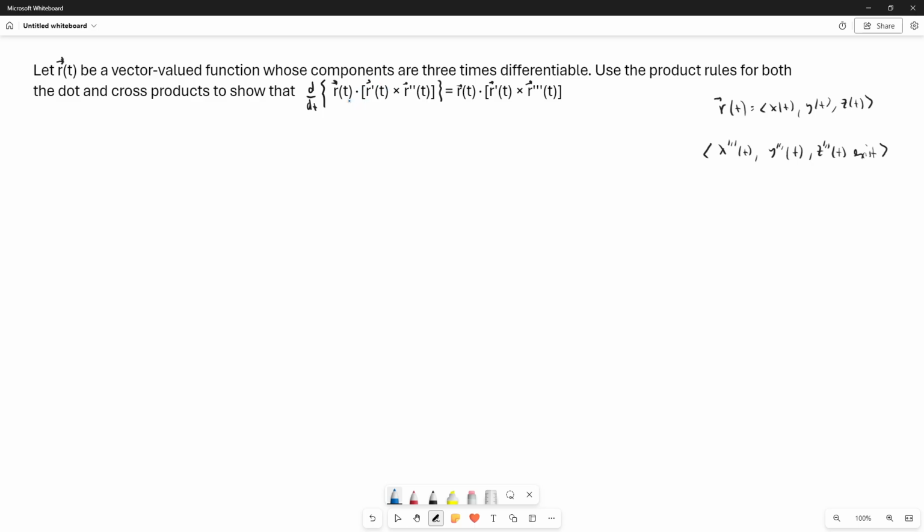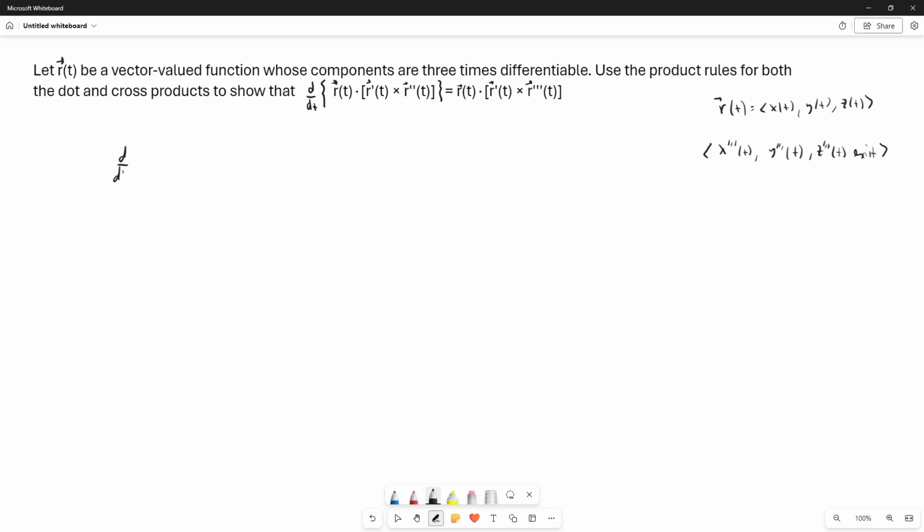I think we're going to use the derivative of the dot product first, because we have a dot product of 2 vectors, and the second vector has a complicated form. So when it comes to differentiating this one in the product rule for the dot product, we will be using the product rule for the cross product. So let's recall those rules.